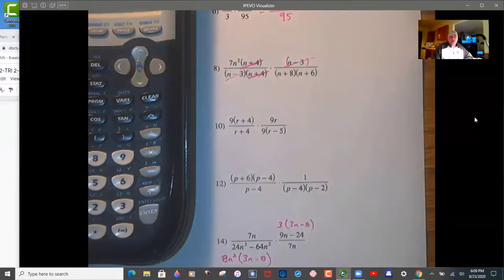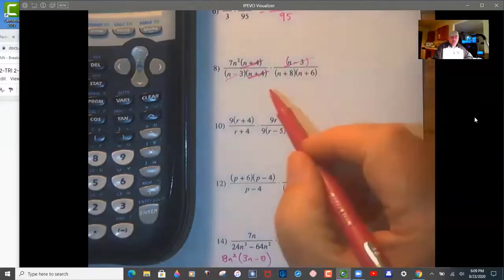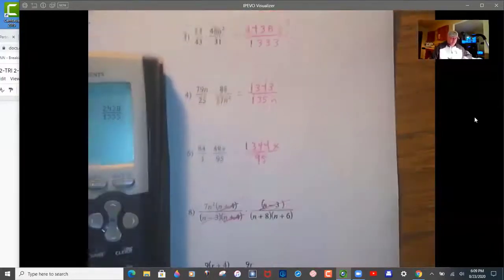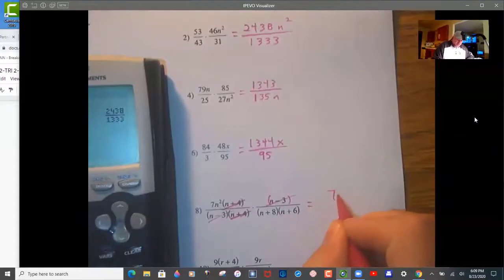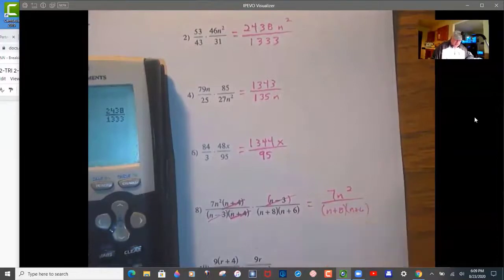So now we're good. The 7 doesn't, there's nothing to do there. The n squared stands by itself. There's no other n's in the bottom. And the n plus 8 and the n plus 6 stand by themselves. So 7n squared over n plus 8 times n plus 6.